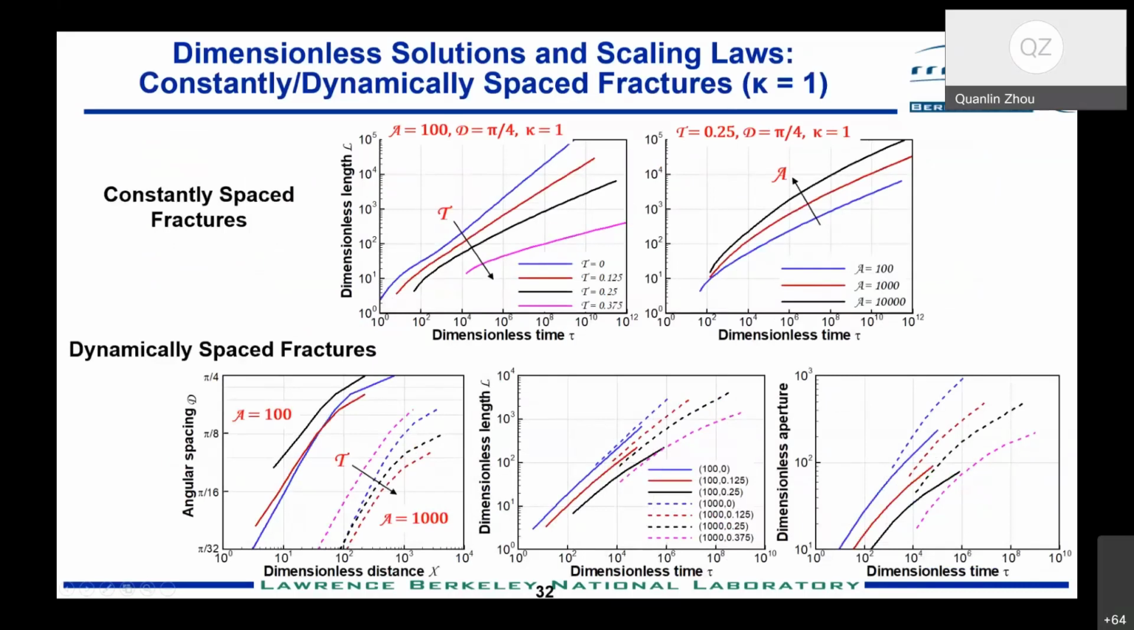So these are the constant and dynamic solutions. These are constant spacing solutions for different parameters, so all different types of curves. But for dynamic spacing fractures, you can see that after some time the spacing becomes constant, and then you switch to the constant spacing solutions. So this is kind of a special feature for longitudinal fractures.